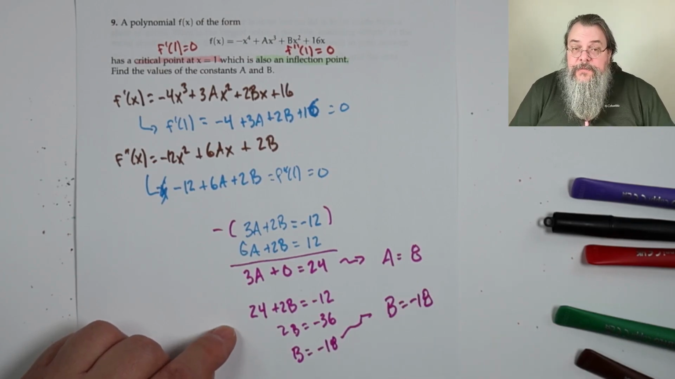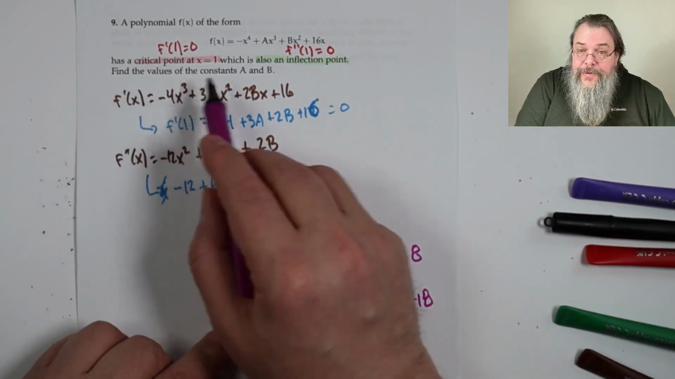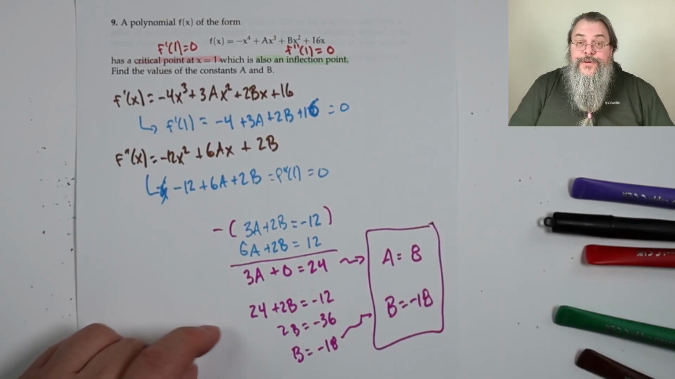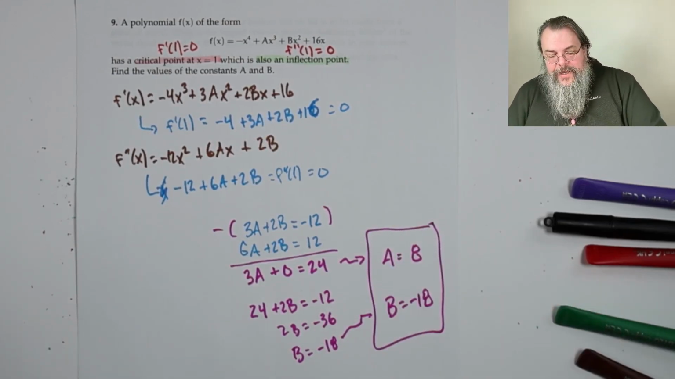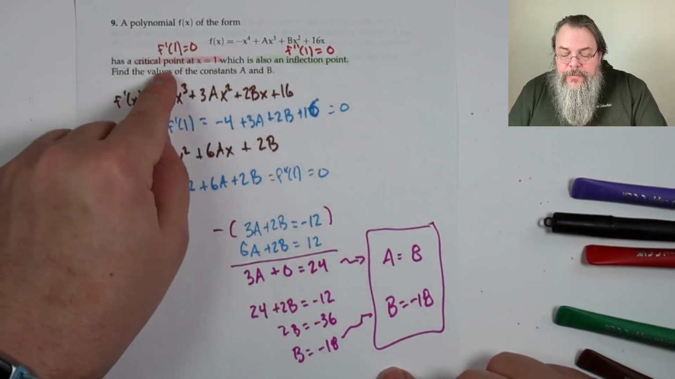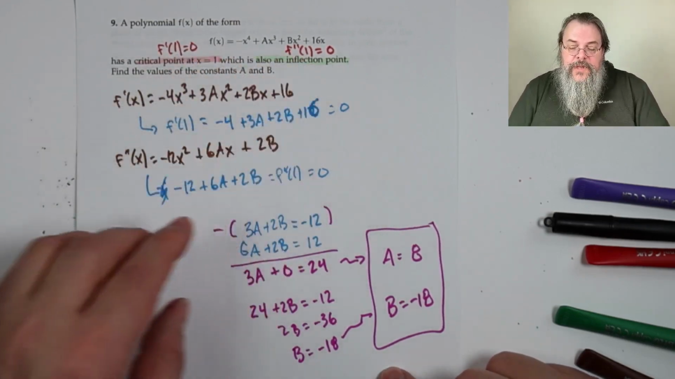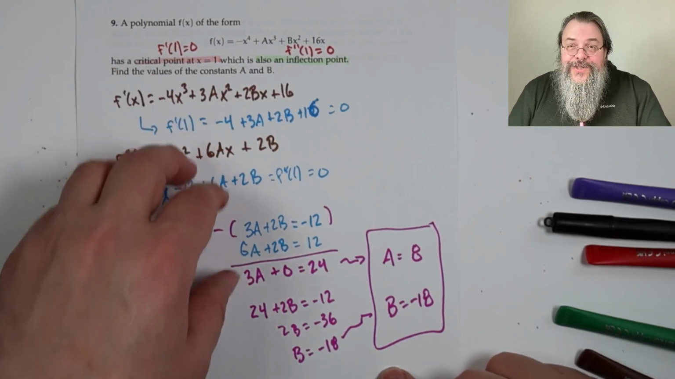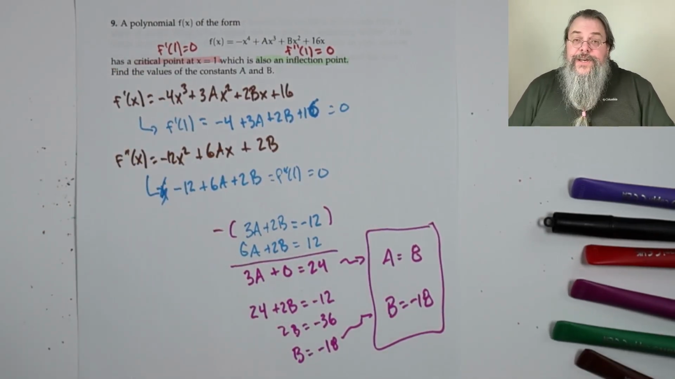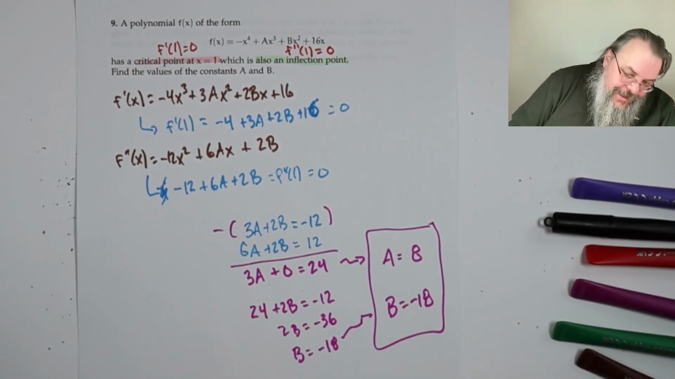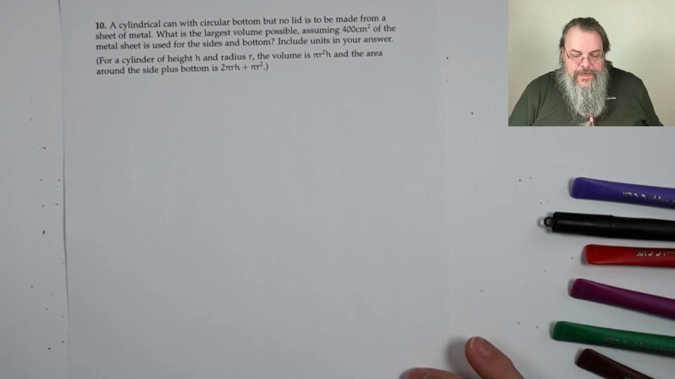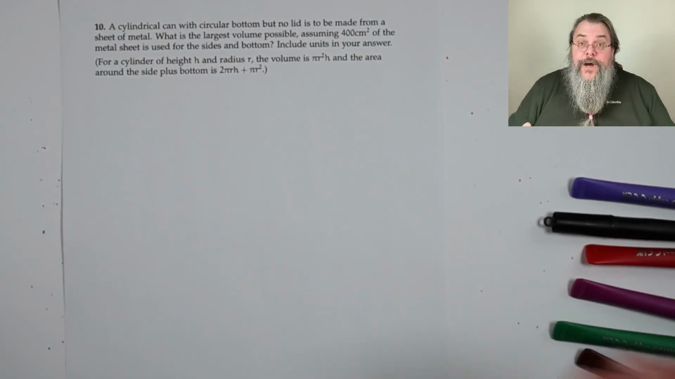And remember, what are we looking for? Find the values of a and b. Well, we found them, so we're done. Here, of course, understand what it means to be a critical point and what it means to be an inflection point. And 2 equations, 2 unknowns: bread and butter of calculus. You're going to do that again and again and again and again, so get comfortable doing that. All right, last problem.